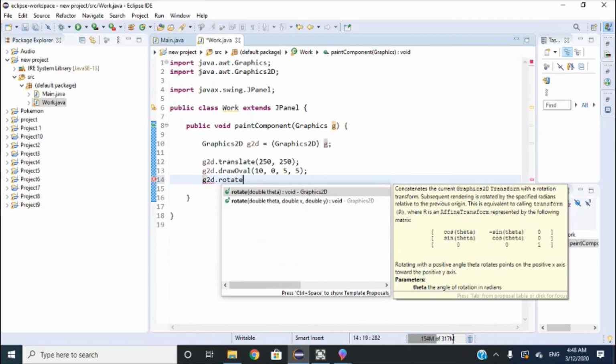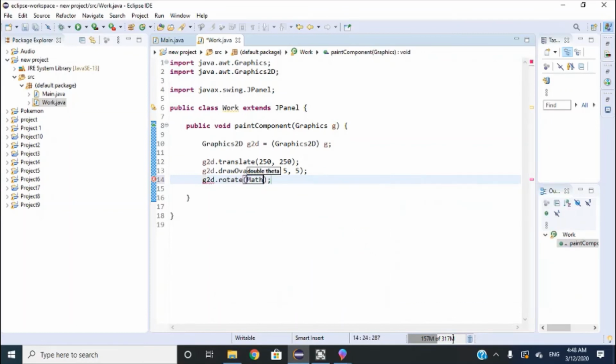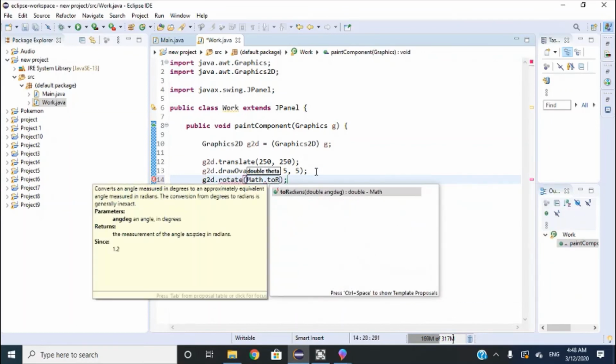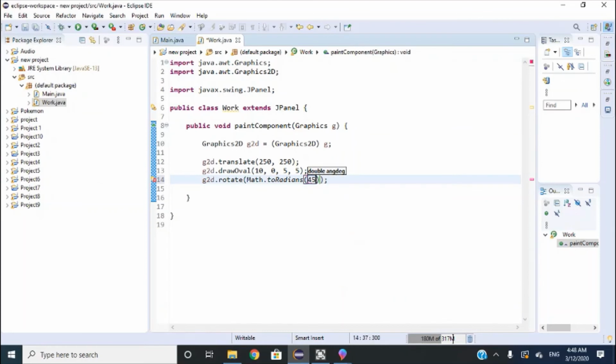Rotate. Math.toRadians, 45 degrees. And then let's draw the ovals. Draw the same oval again after the axis was rotated by 45 degrees.